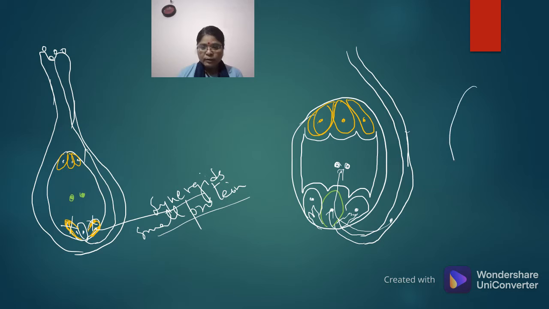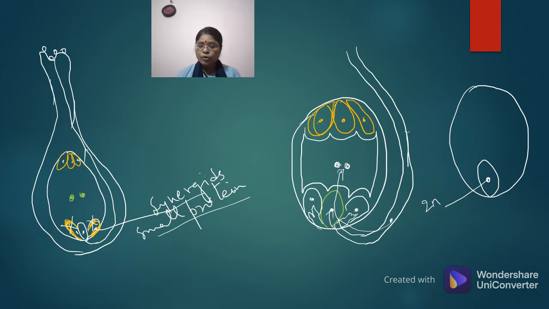So what do you get here? You get a zygote, where fertilization has taken place, and now it has become 2n. And you are going to get the central cell, I'm just showing you two polar nuclei, and suppose this male gamete was yellow. I am drawing it with a different color so that things become clear. And these will be antipodal cells here.